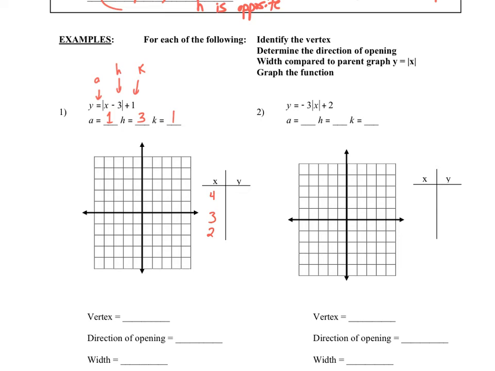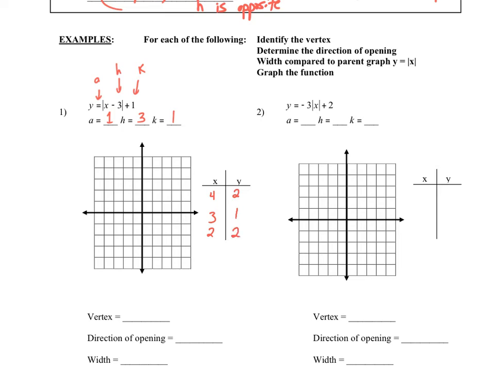So you plug in 4. 4 minus 3 is 1. 1 plus 1 is 2. If you plug in 3, 3 minus 3 is 0. You get 1. If you plug in 2, 2 minus 3 is -1. The absolute value of -1 is 1. 1 plus 1 is 2. So you could do numbers like that.